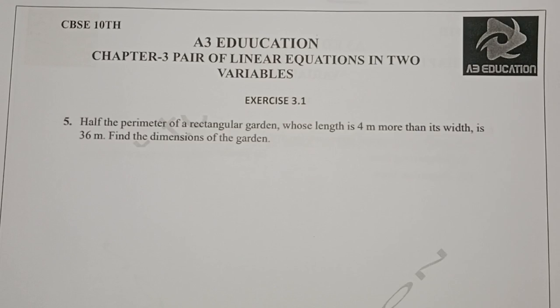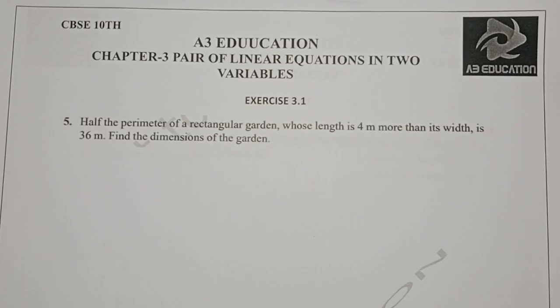Students, this is Ethical Education, Class 10 CBSE, Chapter 3, Pair of Linear Equations in Two Variables, Exercise 3.1, fifth sum. The perimeter of a rectangular garden, whose length is 4 meters more than its width, is 36 meters. Find the dimensions of the garden.